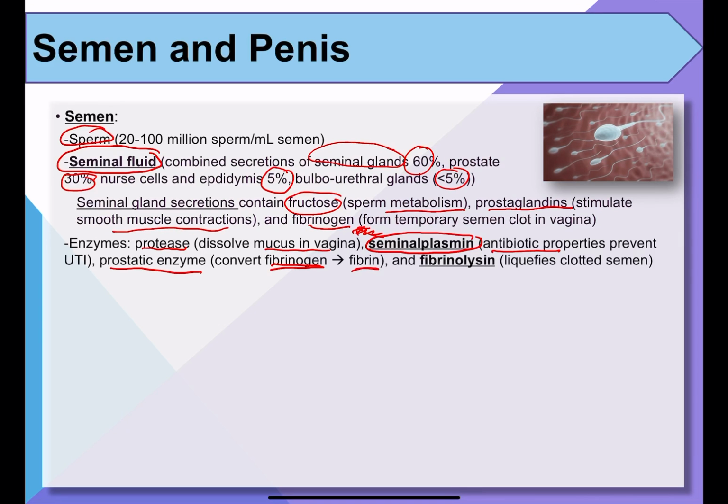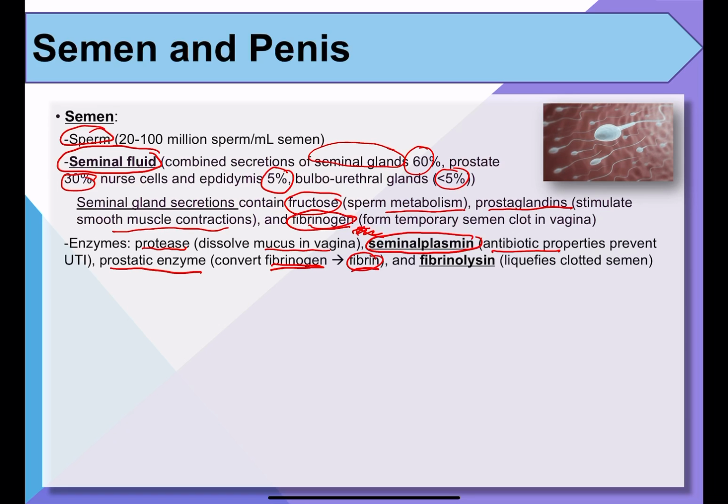If you remember from our clotting lecture from the blood chapter, fibrinogen needs to turn into fibrin in order to form that clot. So same thing here for sperm. So prostatic enzyme is what's going to convert that fibrinogen right here into fibrin. Now, once that clot has already done its job in patching up blood vessels back in the blood chapter, it needs to be removed.